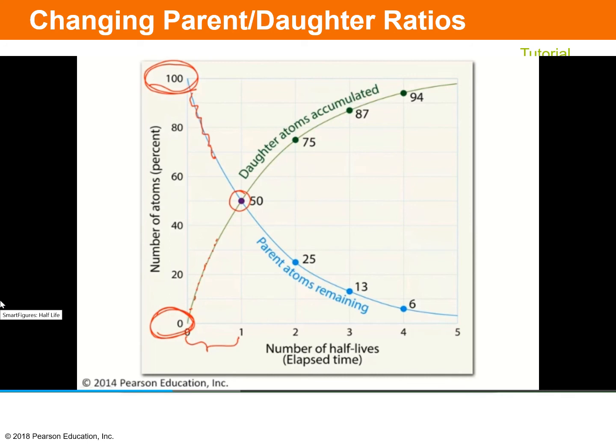If you let a second half-life elapse, that takes half of that 50% and turns it into daughter as well. So you go down to 25% parent and you now have 75% daughter. And then if you have that again, that's another half-life, and another half-life still takes half of the remaining parent and turns it into daughter. So more and more daughter accumulates over time.